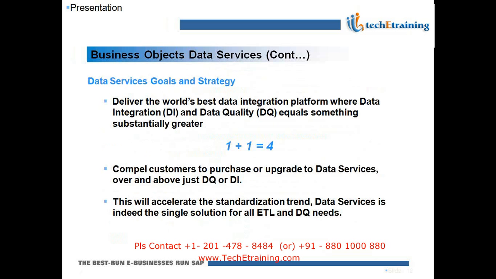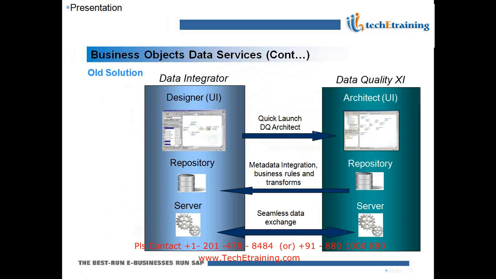It was always called Data Integrator and Data Quality as separate tools, and SAP tried to bring both of them onto the same platform, and they called it Data Services. Even now it exists as a combined solution, Data Integrator and Data Quality on the same platform. Now, Data Integrator by itself has its own server, its own repository, and its own interface. The interface is called the Designer. Similarly, Data Quality as well has its own server, its own repository, and its own interface. The interface is called Architect.